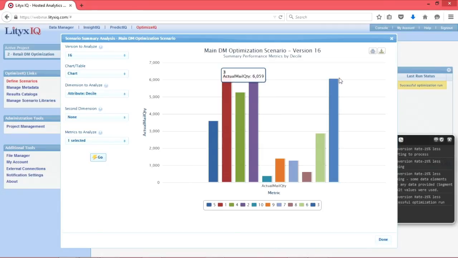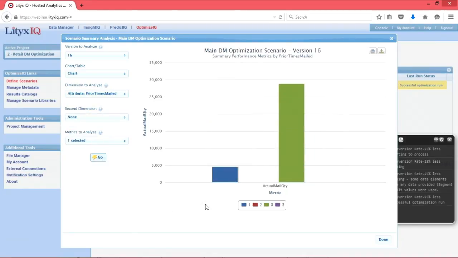So here's our plan in terms of prior times mailed. You can see that the result has ensured that we aren't mailing anyone who's been mailed 2 or 3 times before. Most of our mail is going to those who have not been mailed before, so fresh prospects.